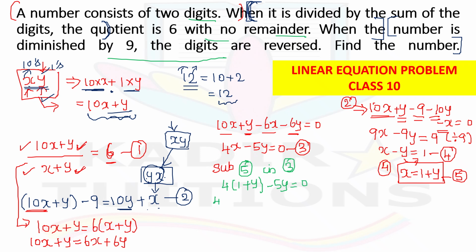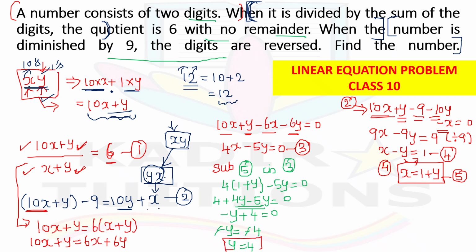Now simplify this. Now this equation becomes a single variable equation. So it is very easy to find the answer of that variable. 4y minus 5y equal to 0. So now these two are like terms, which is minus y plus 4 equal to 0. So it is minus y equal to minus 4. Minus and minus will get cancelled. So y equal to 4. This is our value of y.